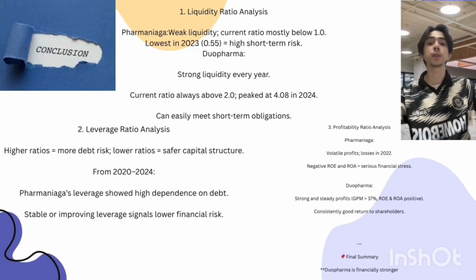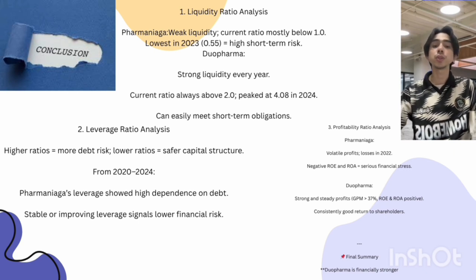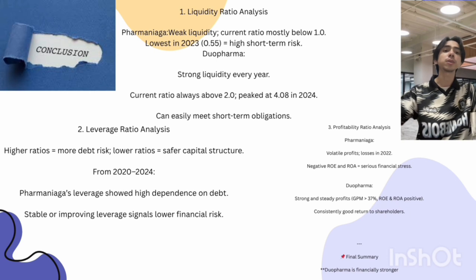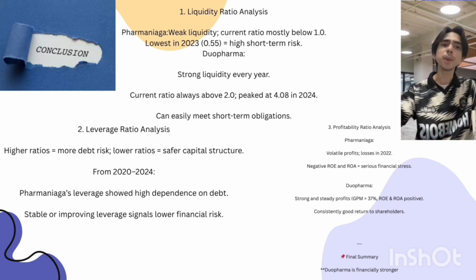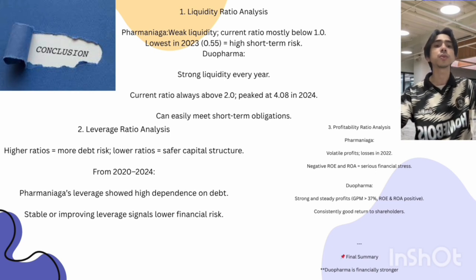For the last one, what I can simplify is liquidity ratio analysis. The liquidity performance of Pharma Niaga Berhad and Duo Pharma Biotech Berhad from 2020 to 2024 reveals a clear contrast. Pharma Niaga displays weak and inconsistent liquidity positions, while Duo Pharma presents a much healthier liquidity profile. Pharma Niaga may require strategic improvements to strengthen its short-term financial resilience.